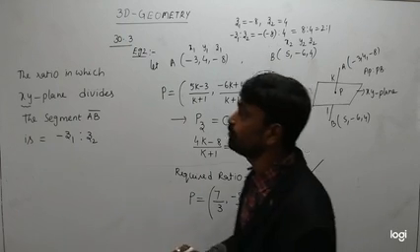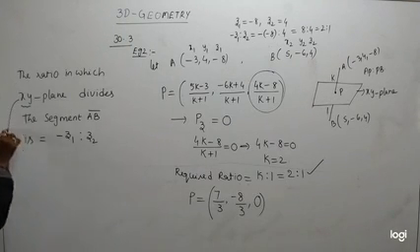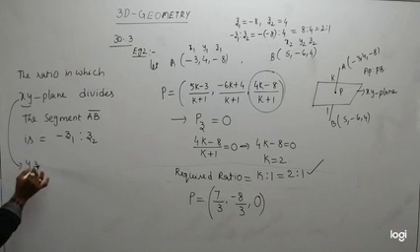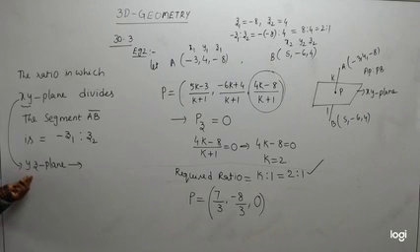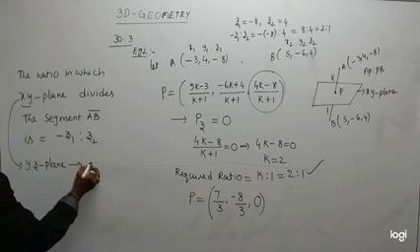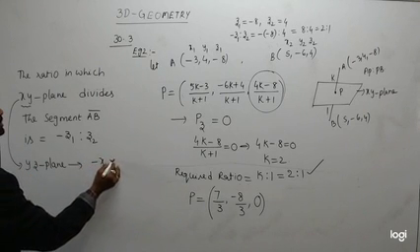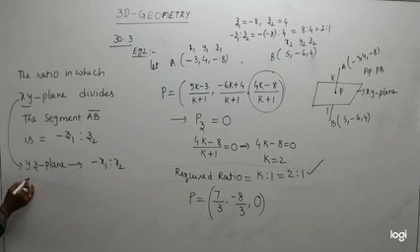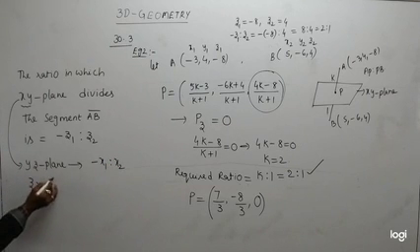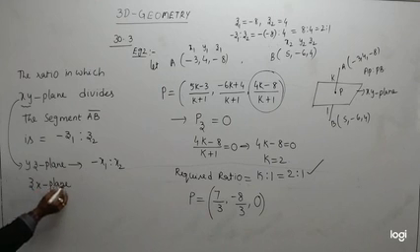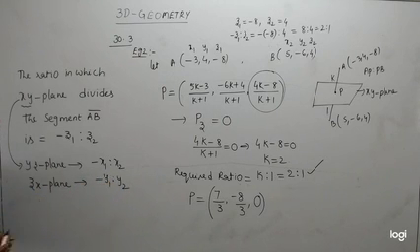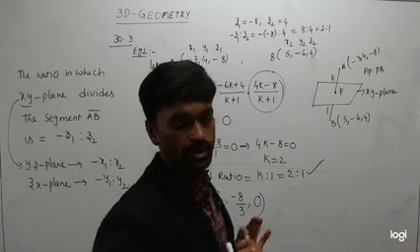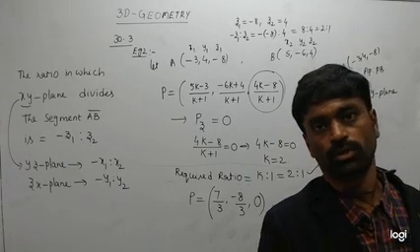So what about the YZ plane? If instead of the XY plane, the YZ plane is given, what will be the ratio? Here, which term is missing in xyz? X is missing. So the required ratio is minus x1 is to x2. And what about the ZX plane? The ZX plane divides the segment AB in the ratio minus y1 is to y2. Okay, so these are the shortcut formulas. Remember these shortcut formulas.